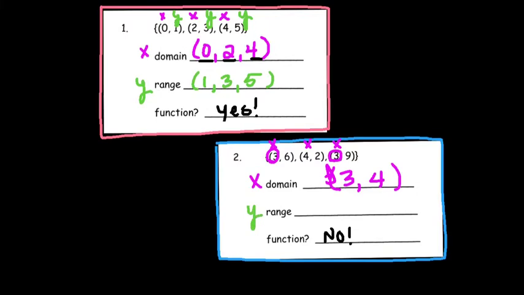And then our range are all the y values. So again, we have our second number in each of these. That's 6, 2, and 9. So I'm going to write them in order from least to greatest. So we're going to start with 2, followed by 6, followed by 9. And this would be our range for this one.